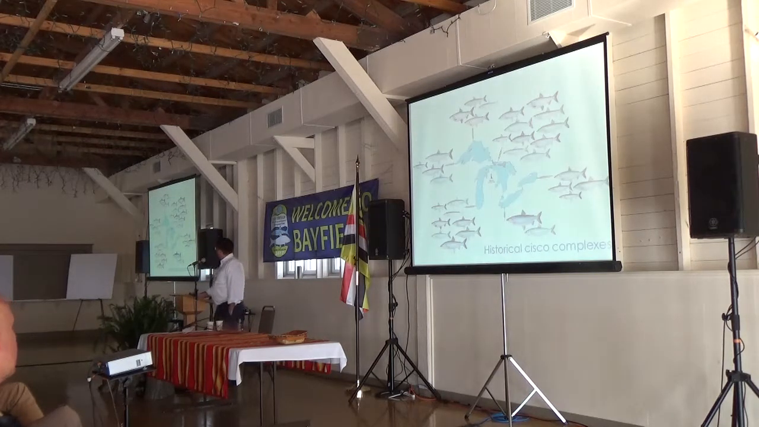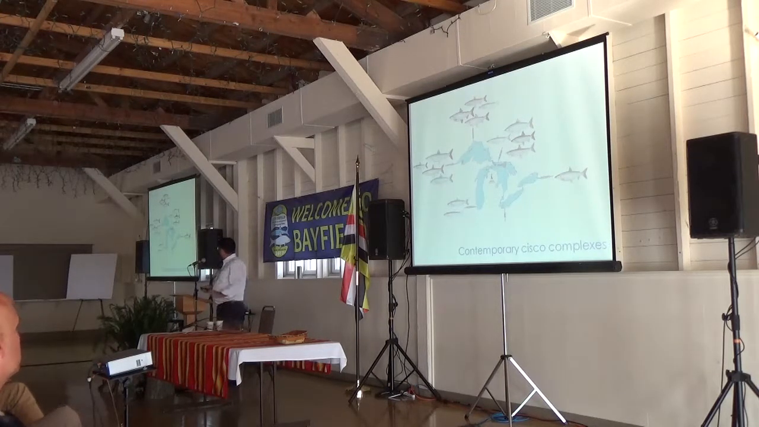So this slide shows the historical cisco complexes of each of the Great Lakes. If you consider what were named species and subspecies, as many as 10 forms, and I'm going to refer to them as forms, existed within a single lake.